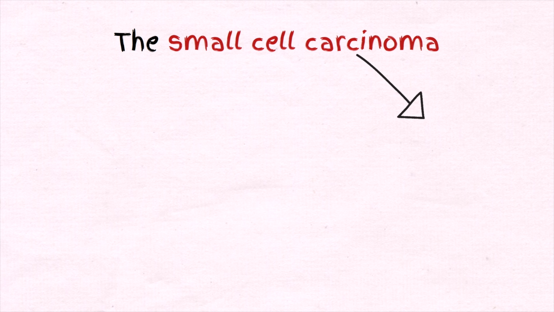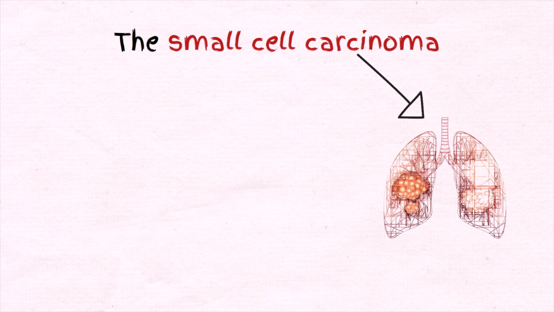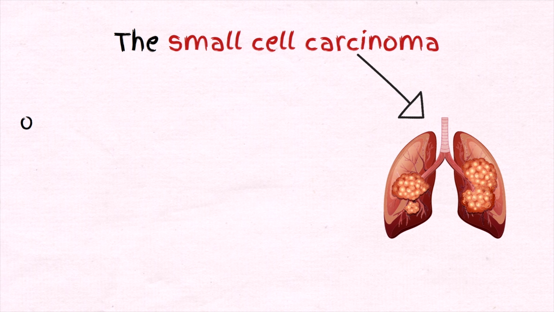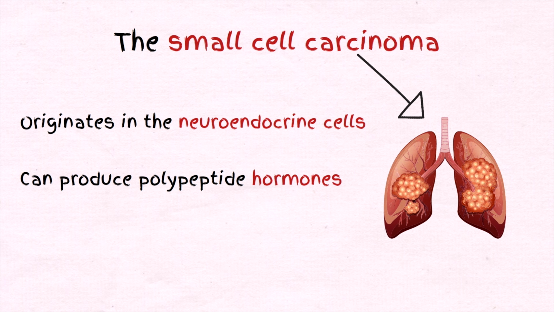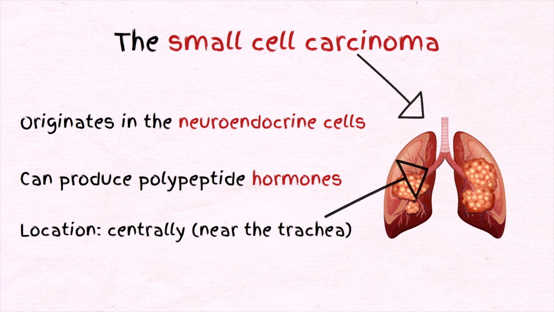The small cell carcinoma originates in the neuroendocrine cells, being able to produce polypeptide hormones. It often arises centrally, near the main bronchi or the trachea. The small cell carcinoma metastasizes early, and it is overall a very aggressive type of cancer.